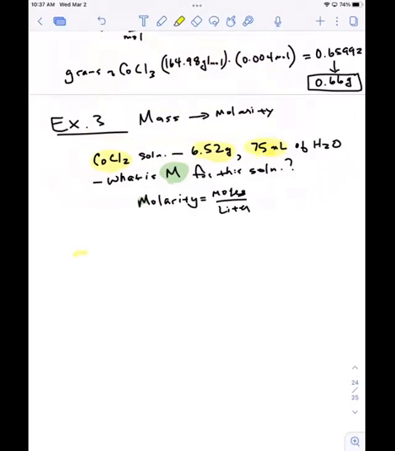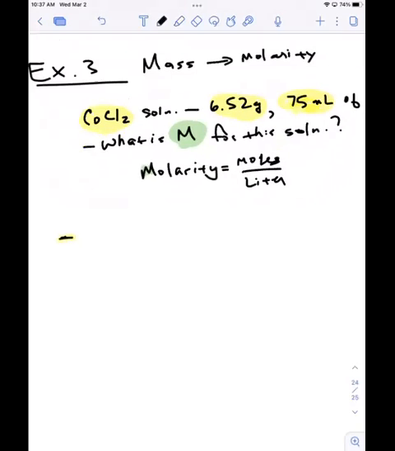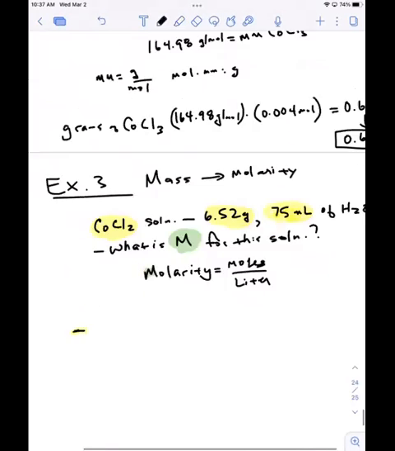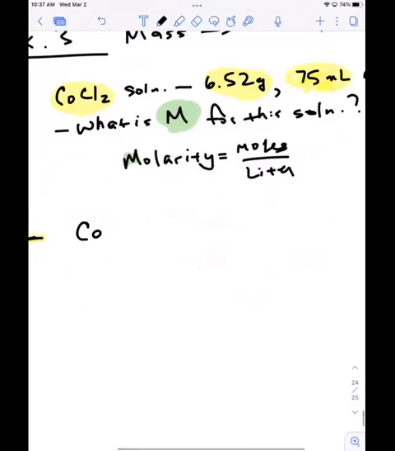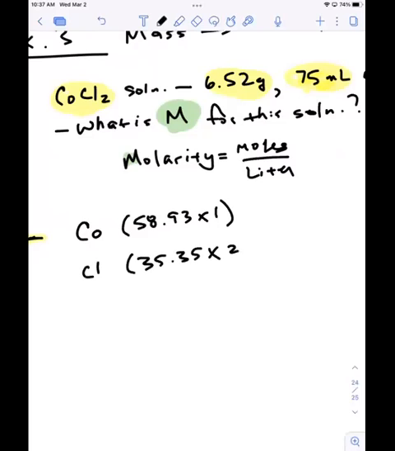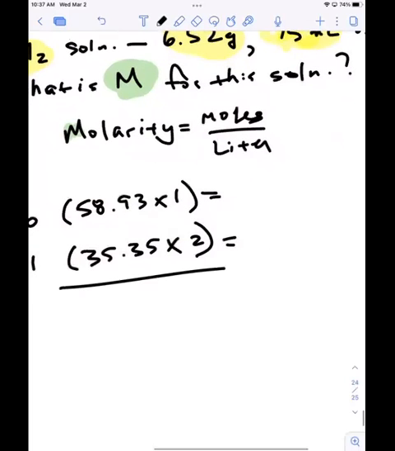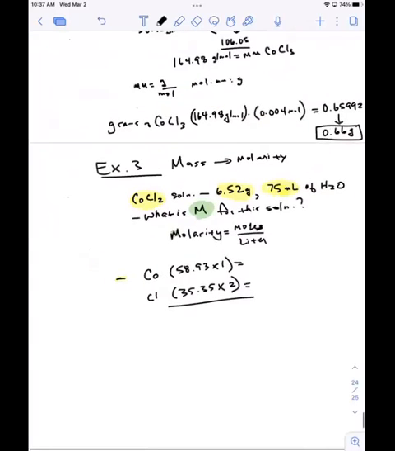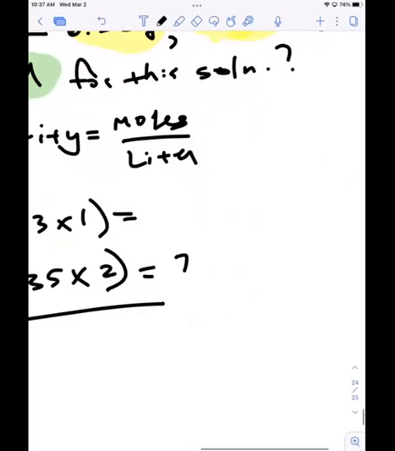So let's get the molar mass of cobalt chloride. Cobalt was 58.93, and there's only one of those. And then chlorine is 35.35 times 2, because there are 2 chlorines. So let's sum those up. It's going to be 70.70 grams per mole.